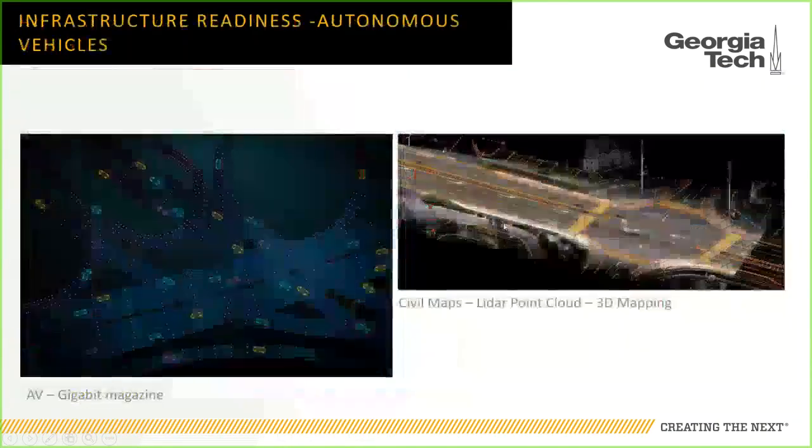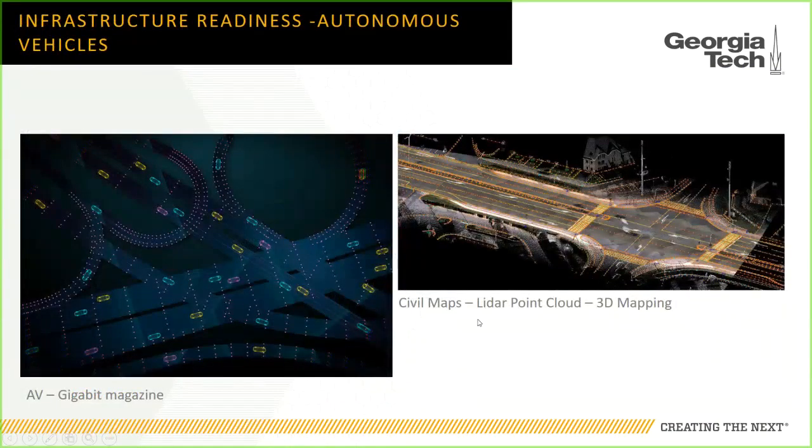And another important aspect on that is creating base maps, three-dimensional base maps. Today's navigation and maps and everything is based on two-dimensional, but that is not going to cut it in the autonomous vehicle arena.